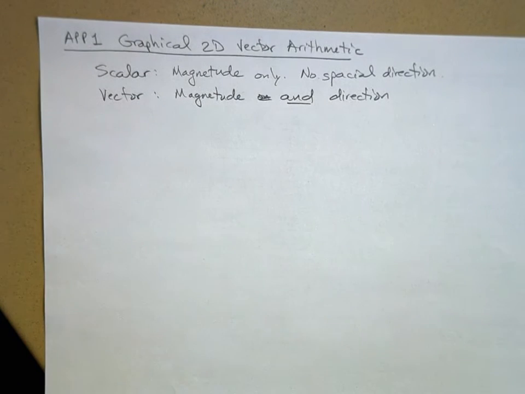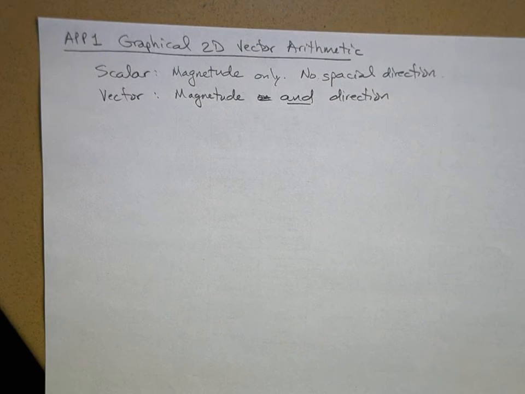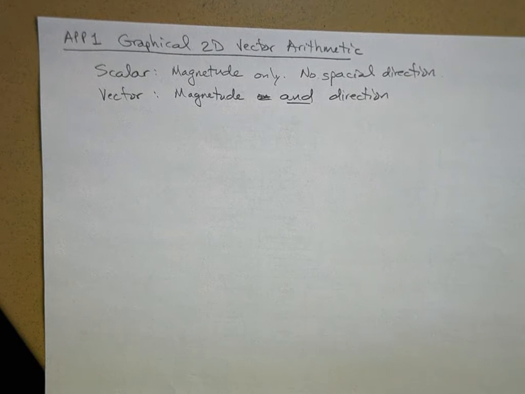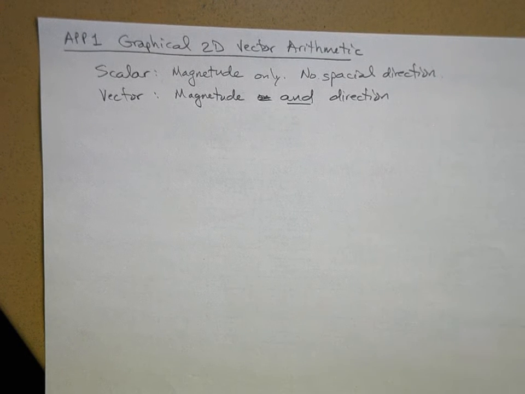Now, we've been doing one-dimensional kinematics so far, where we've denoted the direction with a positive or a negative. It's in the positive x direction or the negative x direction. But now we're going to do that with two dimensions in just a minute.